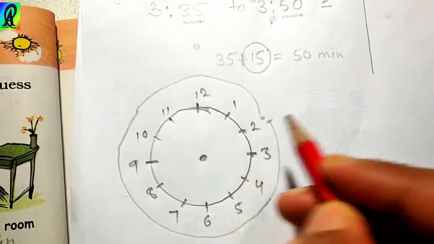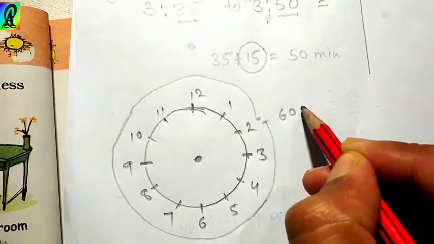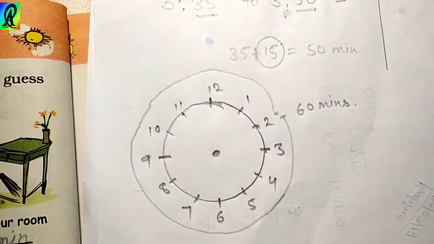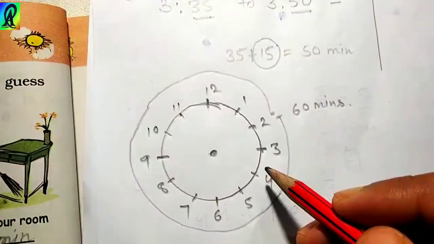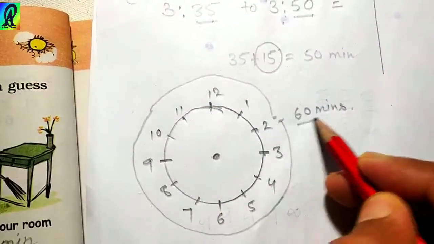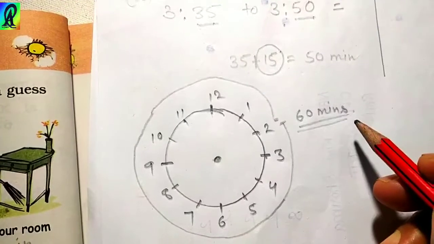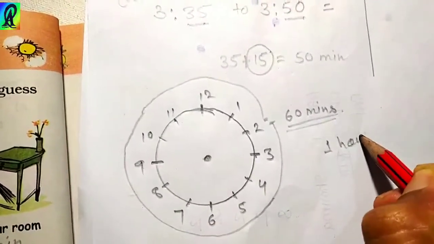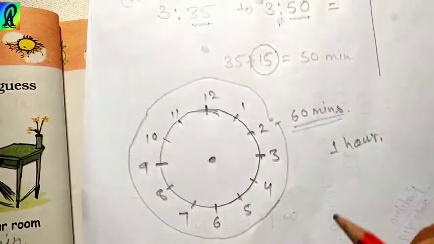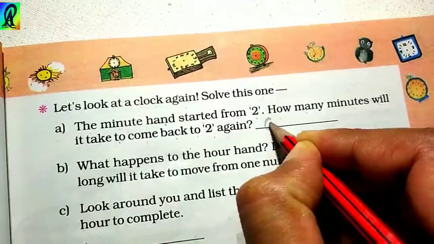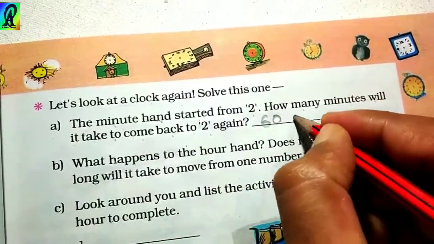It means 60 minutes. Okay, so you remember this, our minute hand completes one round in 60 minutes, or you can say 1 hour, because 60 minutes equal 1 hour. So you can write here the answer of this question is 60 minutes.